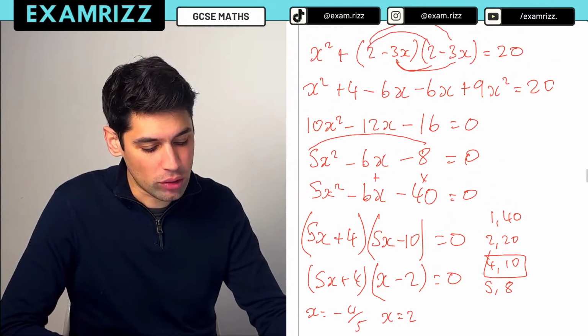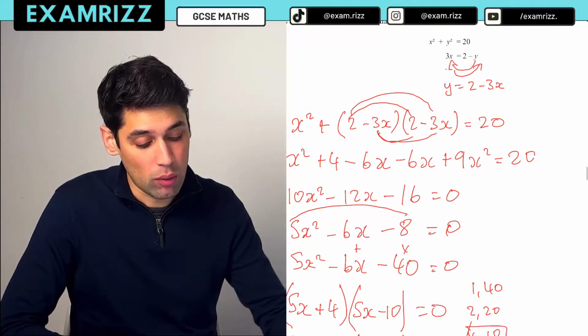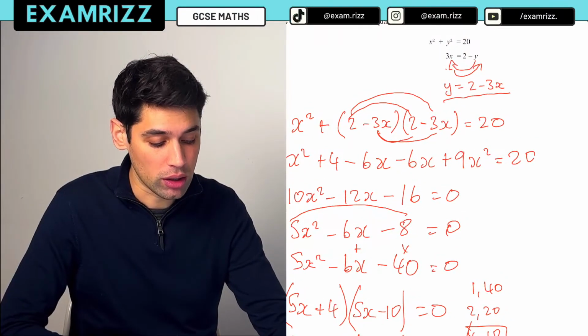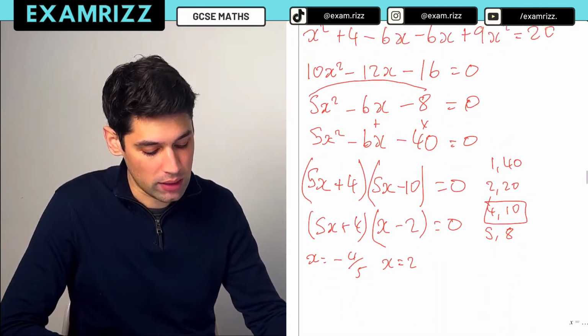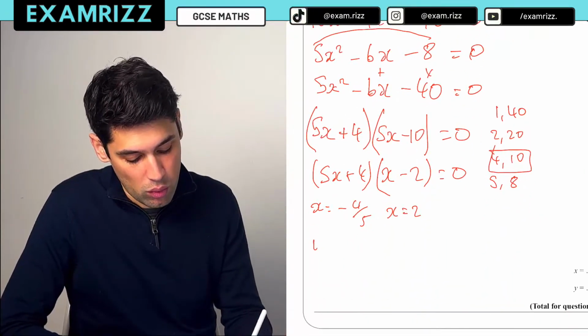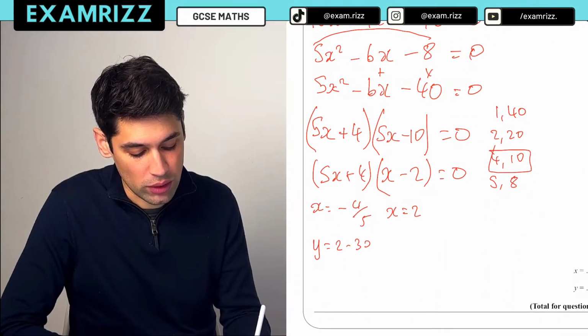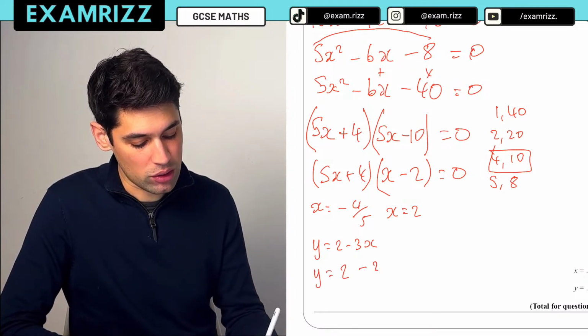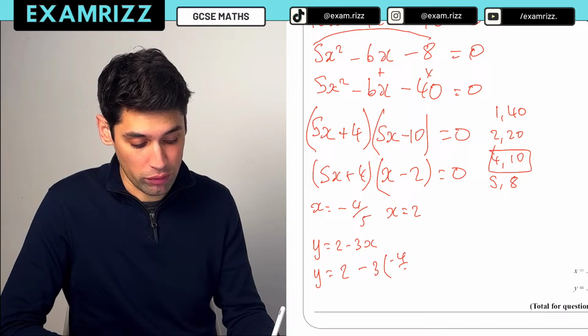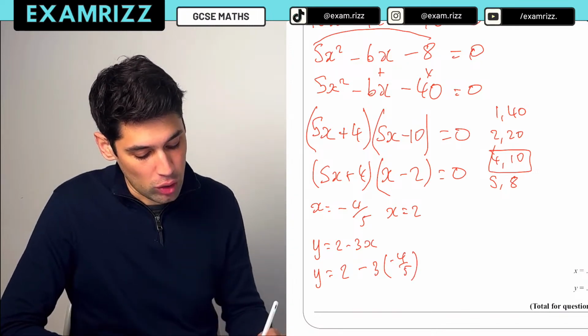I can go back to our original statement, which told us that, well, let's use our rearranged version because we are looking for y after all now. y equals 2 minus 3x. I'm going to write that down here. y equals 2 minus 3x. So y equals 2 minus 3 times minus 4/5.